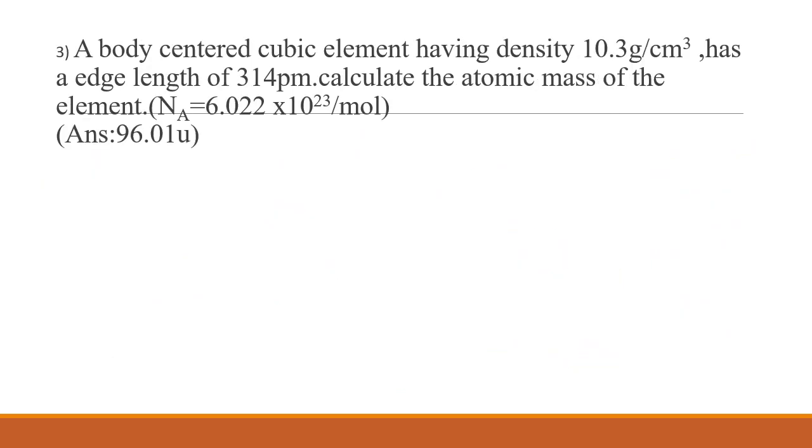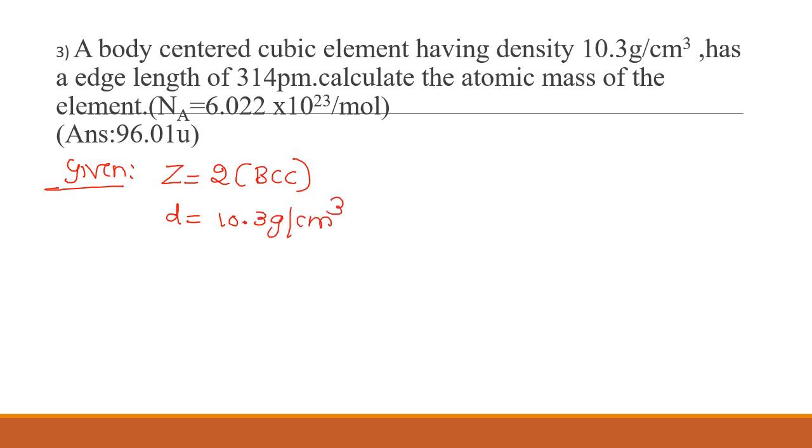Now let us consider the next question. A body-centered cubic element BCC is given, isn't it? So now let us write the values, what all is given. Given BCC, no? So the value of Z is equal to 2 since it is BCC. We know that the number of particles per unit cell of BCC is 2. And it has a density, also given, 10.3 gram per cm cube, and has an edge length A, small letter a, 314 picometer. That means 314 pico in the sense 10 to the power minus 12 meter.